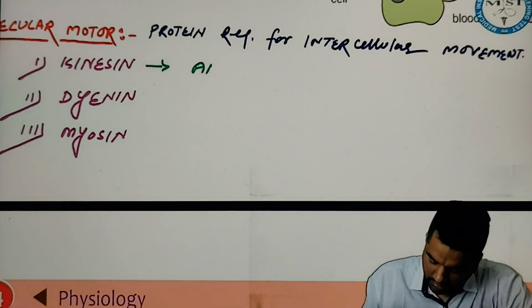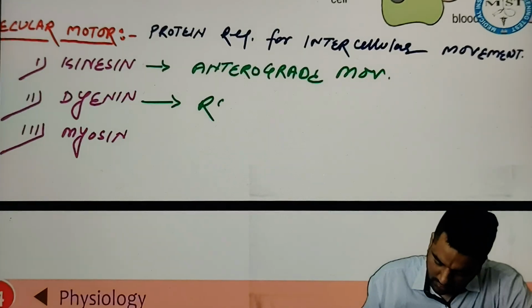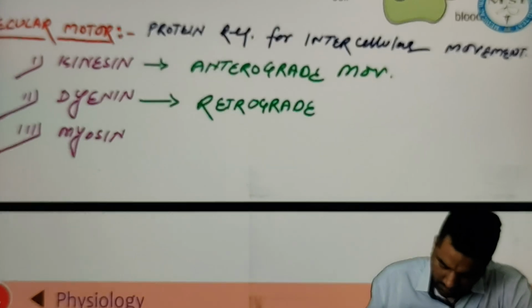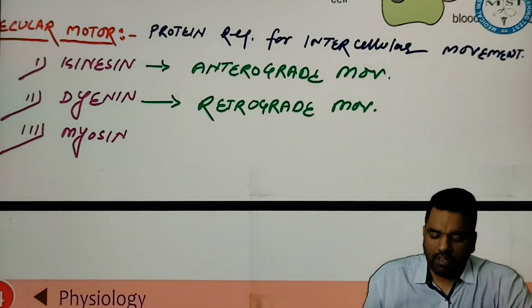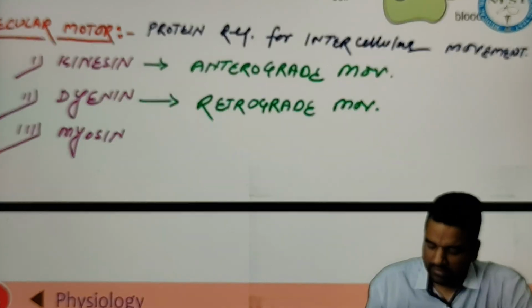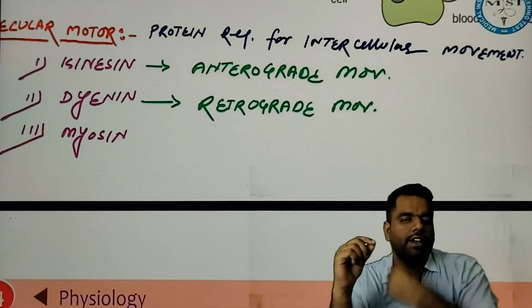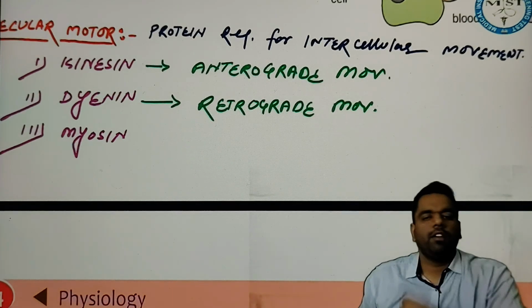Kinesin is required for anterograde movement. Dynein is required for retrograde movement. Right? Now what is the meaning of anterograde and retrograde movement? Please pay attention, guys. When anything passes from upside to downside in the body, we call that anterograde movement. When anything goes from downside to upside in the body, we call it retrograde movement.